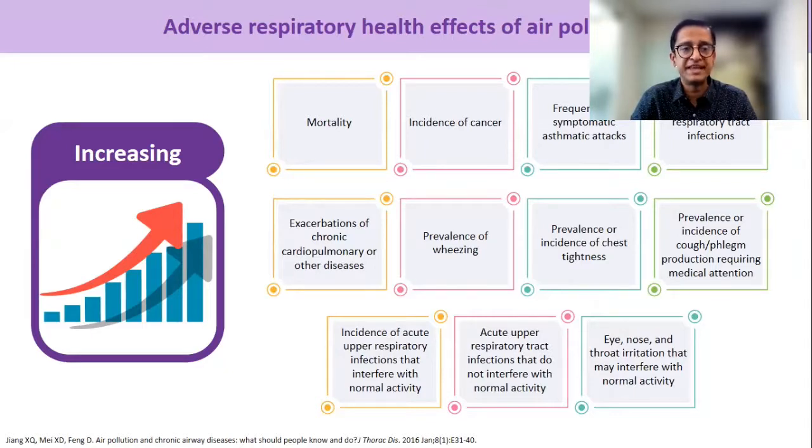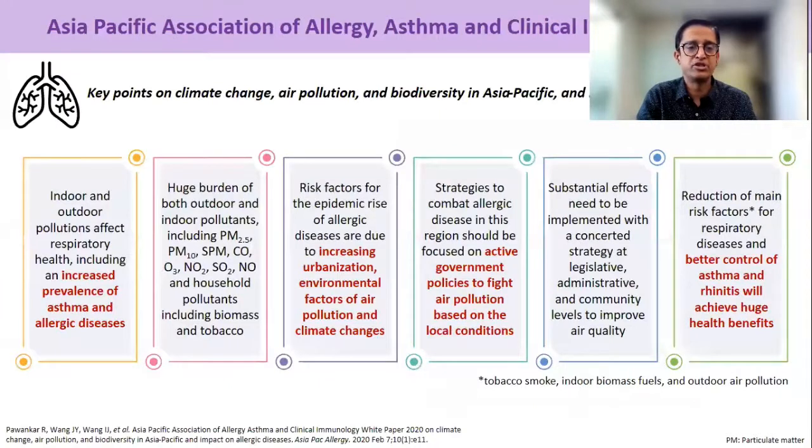The prevalence of wheezy kids, children with wheezing, generally is greater. Chest tightness is greater. People produce cough and phlegm, often like smokers do. And these are people who've maybe never smoked, but live in the polluted cities we spoke about. So production of cough and phlegm requiring medical attention goes up significantly, and acute respiratory infections go up. Eye, nose, and throat irritation may be so significant that it might interfere with day-to-day activity. So that's the allergic rhinitis component that we spoke about just now.